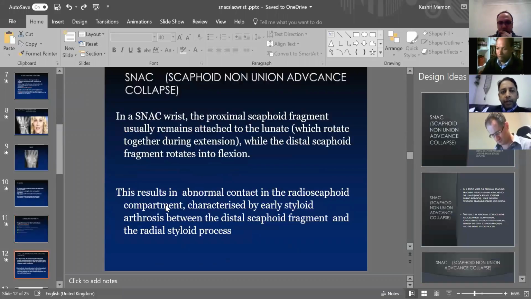Coming to the SNAC wrist, Scaphoid Nonunion Advanced Collapse. In the SNAC wrist, the proximal scaphoid fragment usually remains attached to the lunate, which rotates together during extension, while the distal scaphoid fragment rotates into flexion. This results in abnormal contact in the radioscaphoid compartment, which is characterized by arthrosis of the radial styloid, and then it will progress further to pancarpal arthritis.